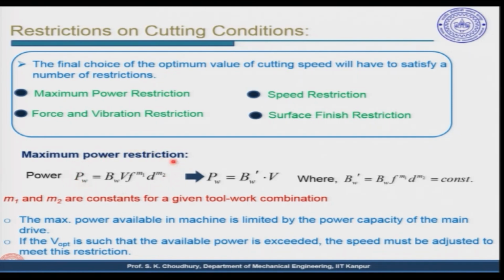Machine will be designed with this power, and we can calculate the power required for the fabrication from the optimum velocity that we have calculated from the economics of machining. If the power calculated from the economics of machining is more, we have to decrease the value of V, to get a decreased power to match the power of the machine available. This is the maximum power restriction.